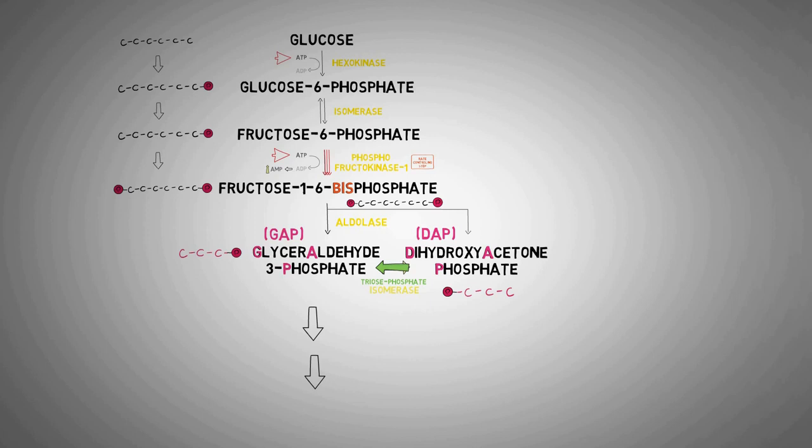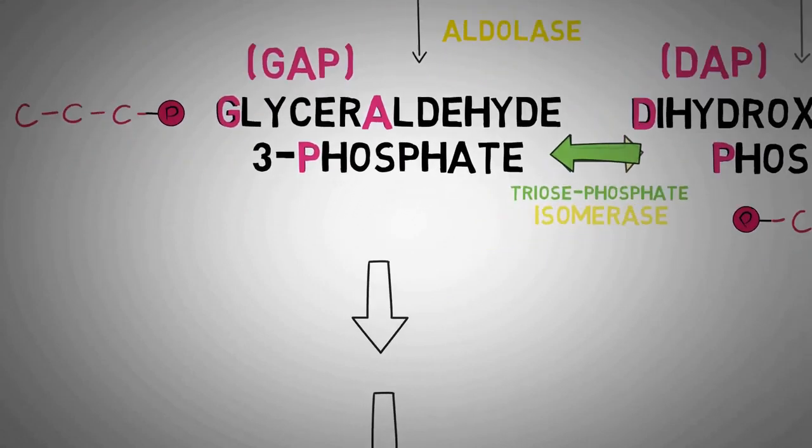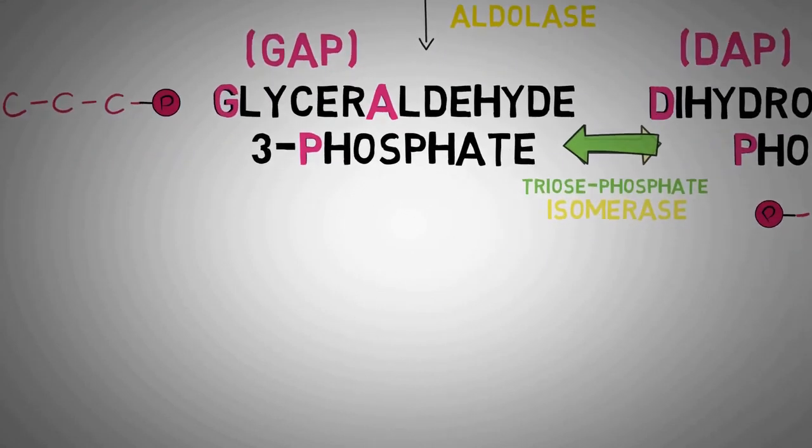So dihydroxyacetone phosphate is isomerized into glyceraldehyde 3-phosphate, which is on a direct pathway in glycolysis. This isomerization results in the net production of 2 molecules of glyceraldehyde 3-phosphate from the cleavage of 1 molecule of fructose 1,6-bisphosphate. The preceding steps in glycolysis have transformed 1 molecule of glucose into 2 molecules of glyceraldehyde 3-phosphate.